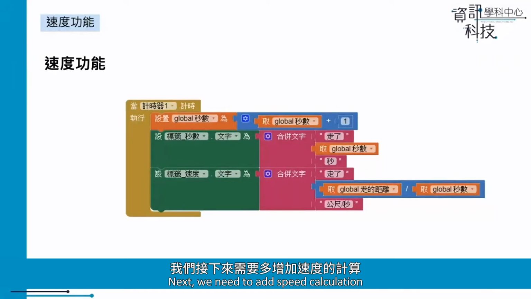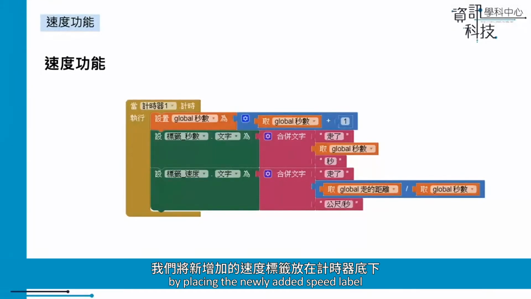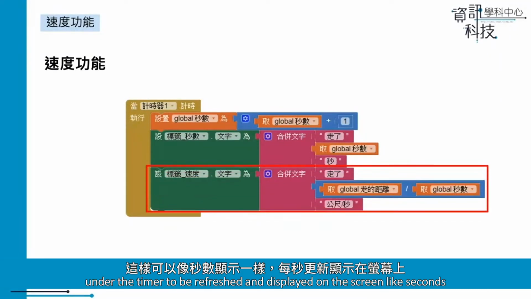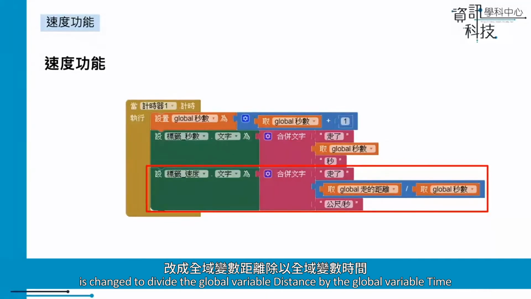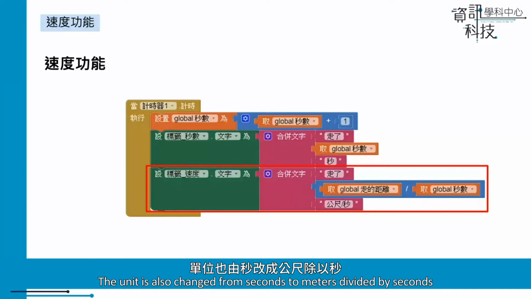Next, we need to add speed calculation by placing the newly added speed label under the timer to be refreshed and displayed on the screen like seconds. The only difference is that the value is changed to divide the global variable distance by the global variable time. The unit is also changed from seconds to meters divided by seconds.